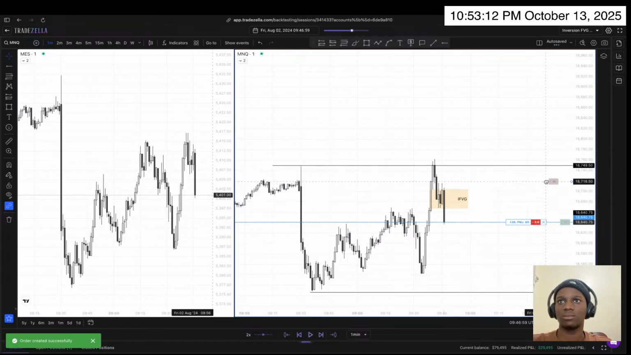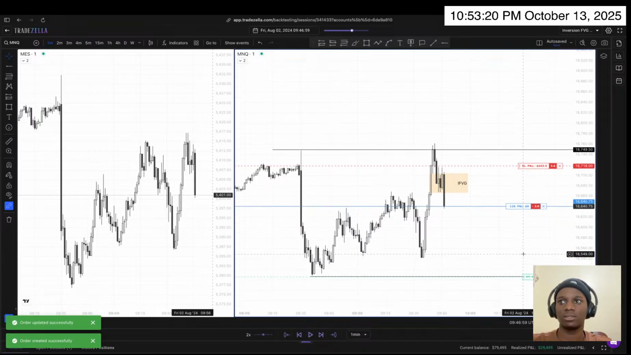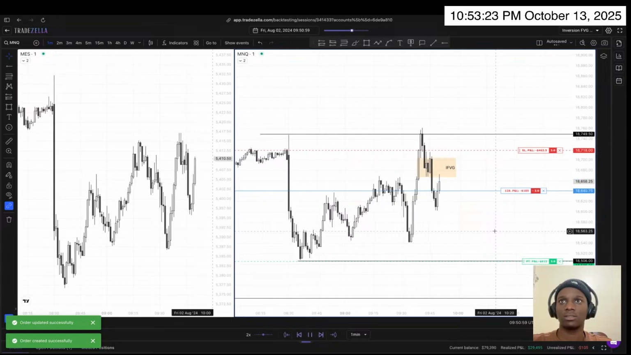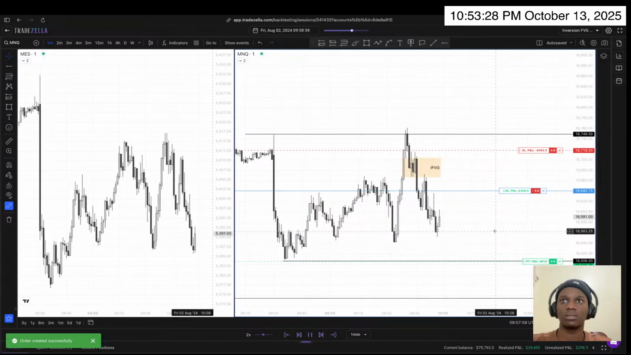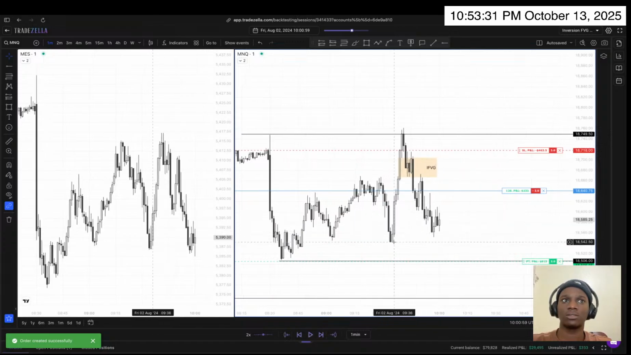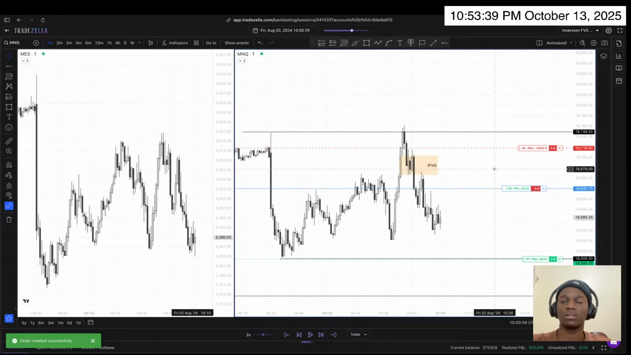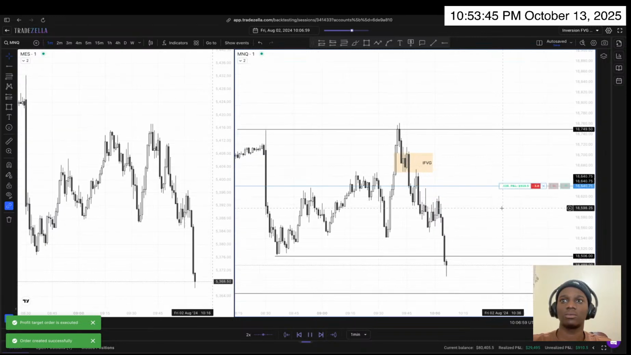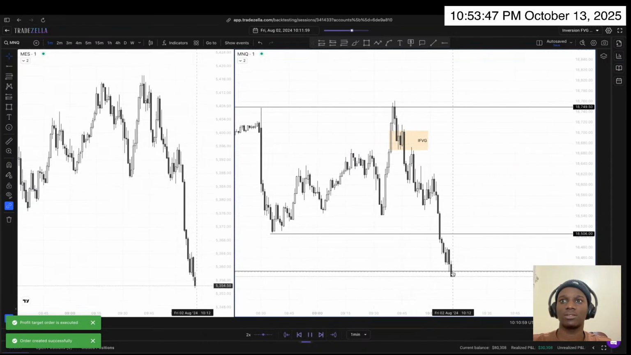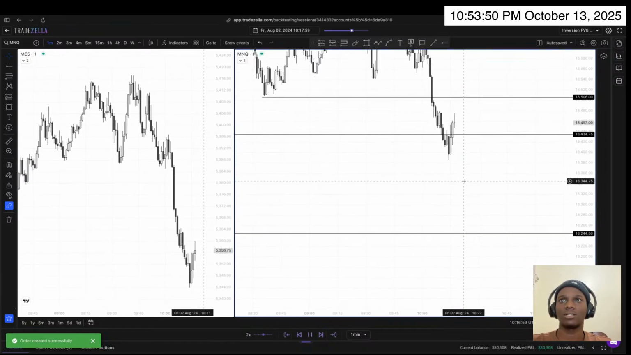Yeah, my stop loss will be somewhere around there. Small take profit right there. Take profit one. I think this also will get hit. Got these daily lows, man.